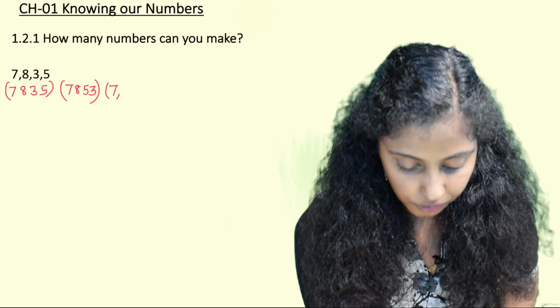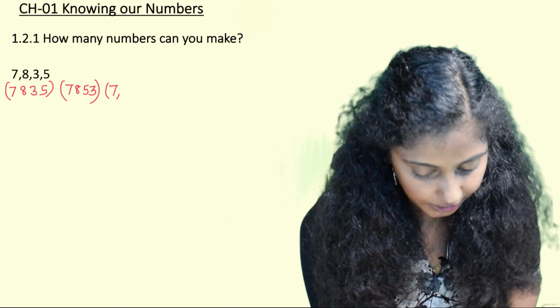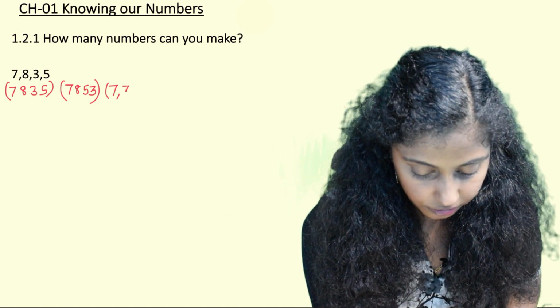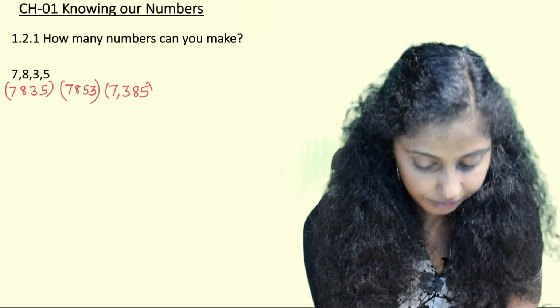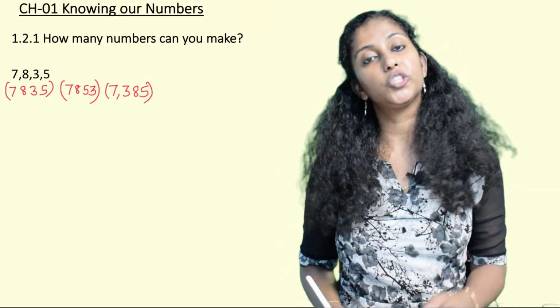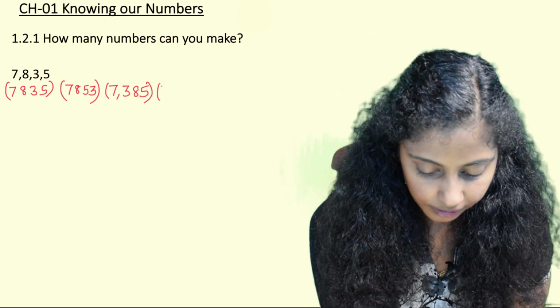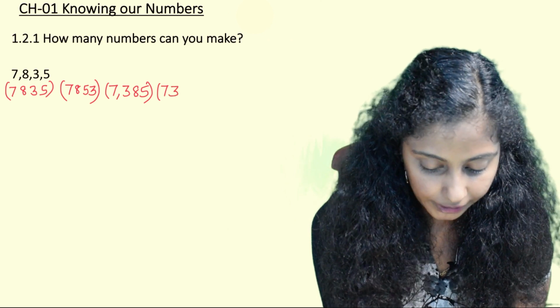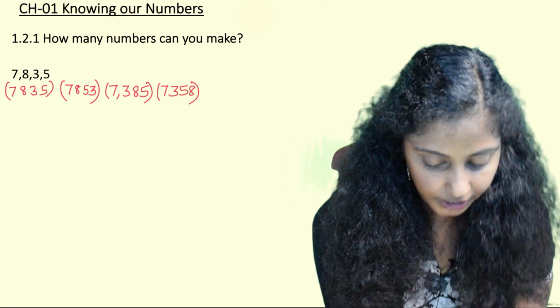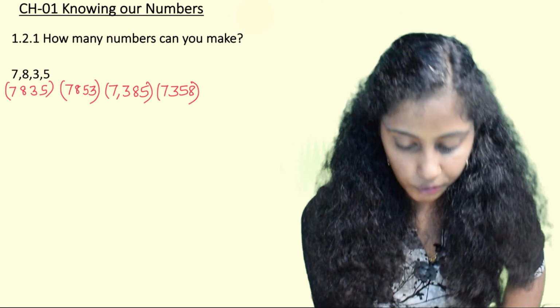Then what I am going to do is change the position of 8. I am going to write here 3, then 8 and then 5. So here in the second position I have written 3. Now again keeping the second position 3, I can write it as 58. Then I can make one more number.